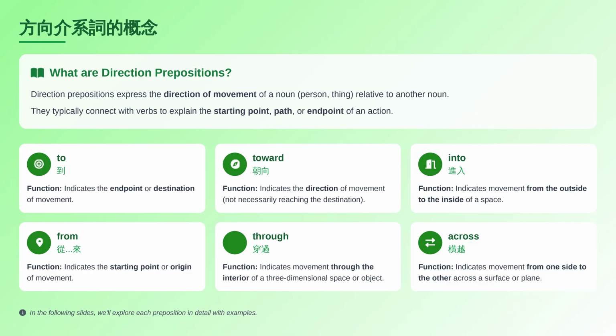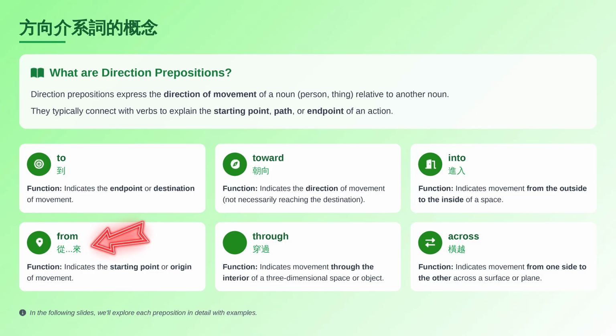What are direction prepositions? Direction prepositions express the direction of movement of a noun, person, or thing relative to another noun. They typically connect with verbs to explain the starting point, path, or endpoint of an action. To, arrive: the function indicates the endpoint or destination of movement. Toward, towards: the function indicates the direction of movement, not necessarily reaching the destination. Into, enter: the function indicates movement from the outside to the inside of a space.